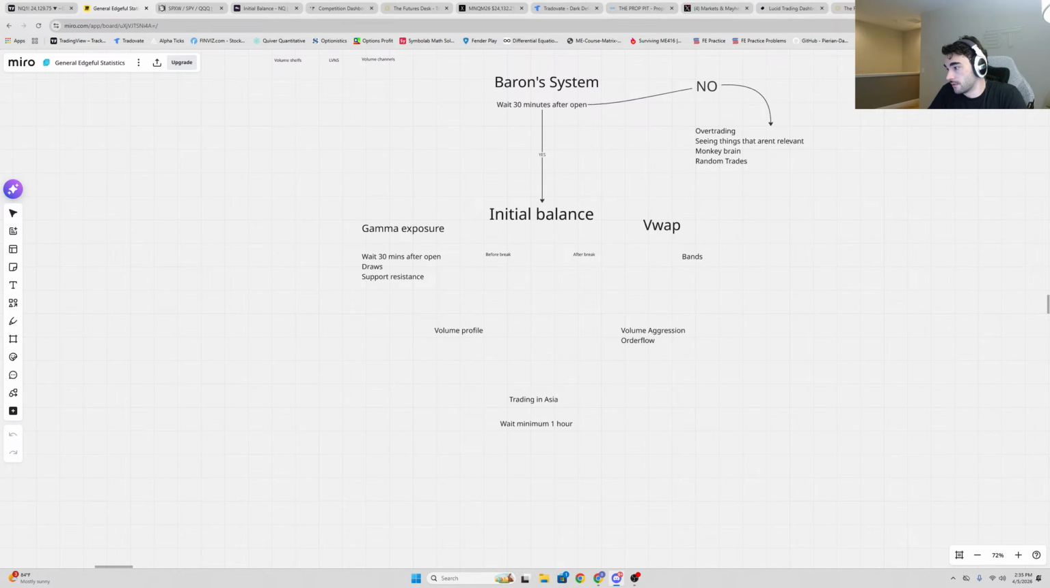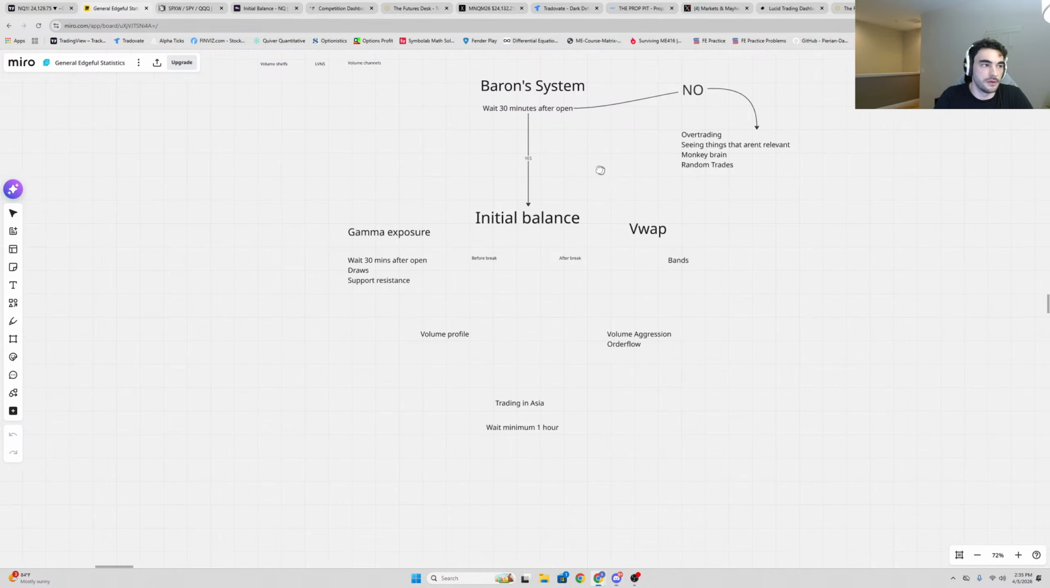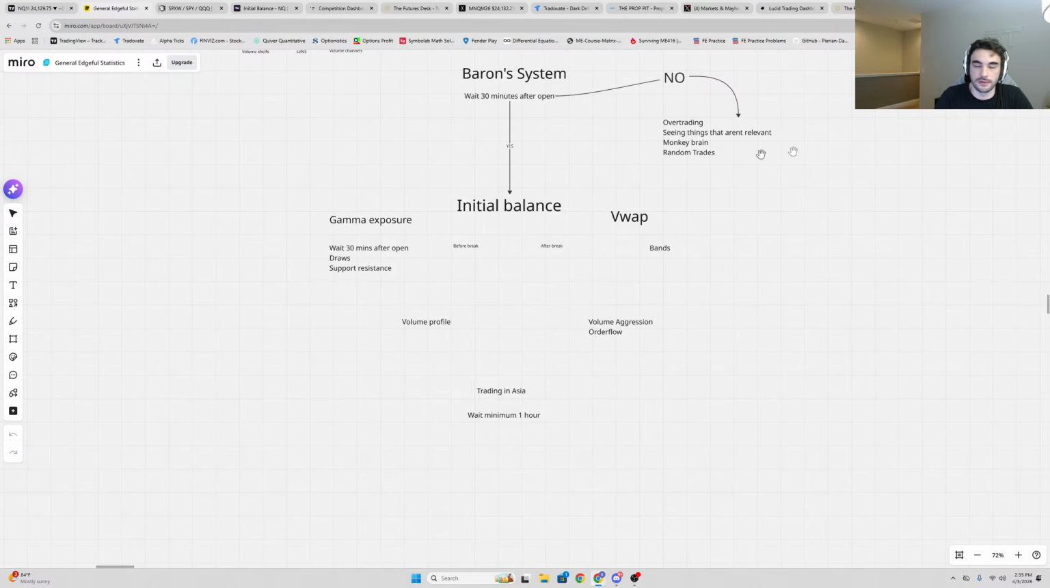Is using every indicator you have necessary? No, you don't need to use all of them. I'd say IB is a good framework, and then a volume profile and VWAP. You can just keep it simple like that. And Trade-Evade's not that confusing in my opinion. You always wait 30 minutes after open? No, there's some days I don't, and then I start to trade like shit.